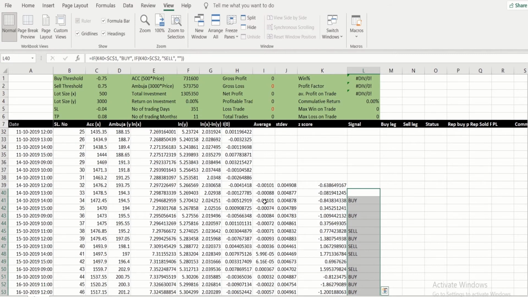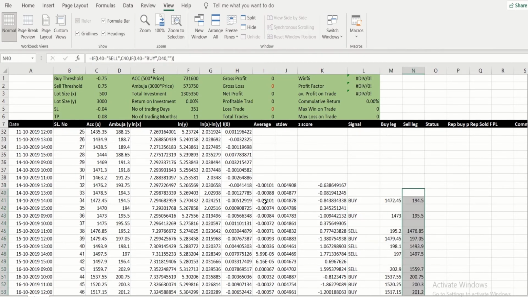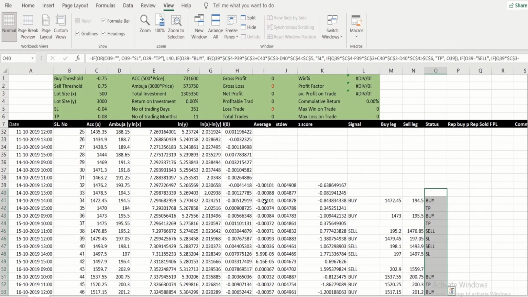Now column M and N represent the buying and selling prices. Now look here, it is important that column O represents the final signal with entry and exit points. That means here we need to define our final entry as well as exit point. That means with target profit and stop loss.